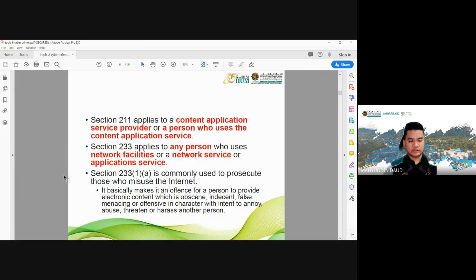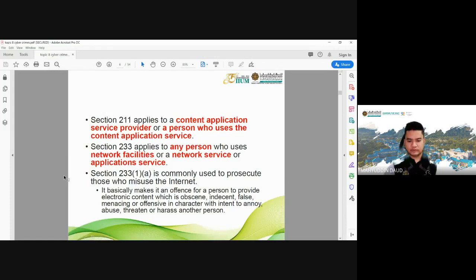Okay, so the difference between 211 and 233, we can see that 211 applies to a content application service provider, or a person who uses the content application service. Usually 211 is for content application service provider, but 233 applies to any person who uses a network facility or a network service or the internet lah, senang cerita kan, internet. I mean, it can also be an intranet as long as it's a network lah, network service. So 233, 1A as well as 1B is commonly used to prosecute those who misuse the internet.